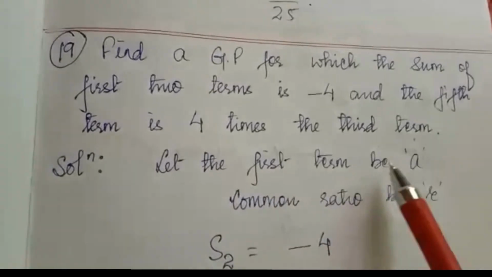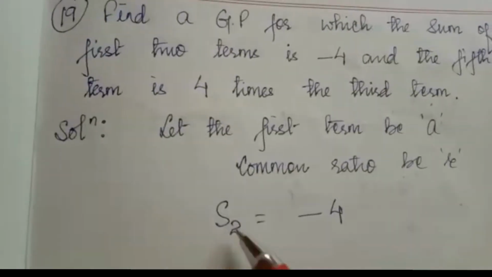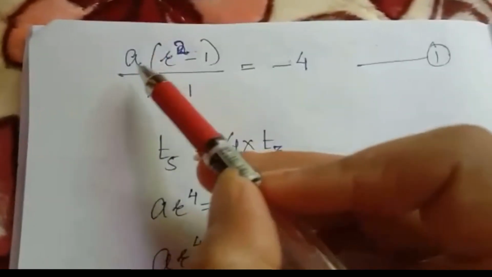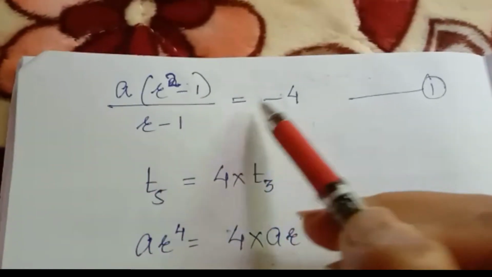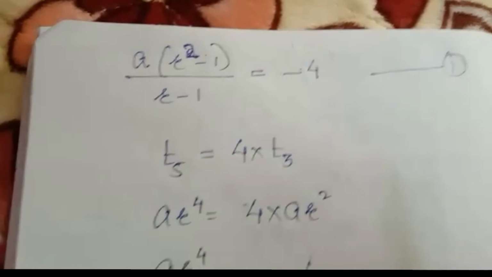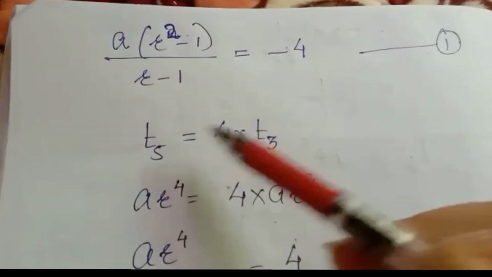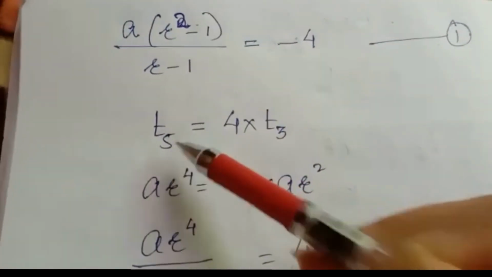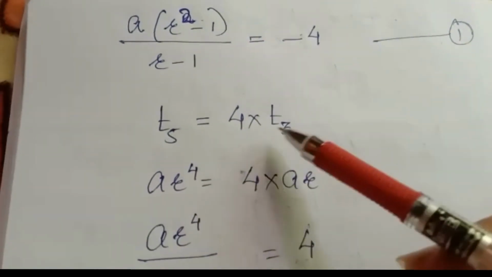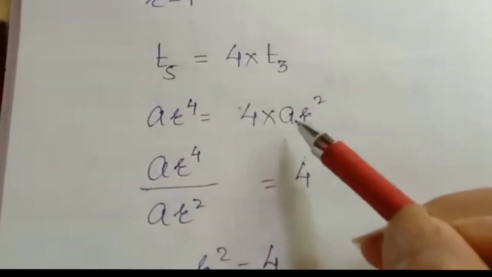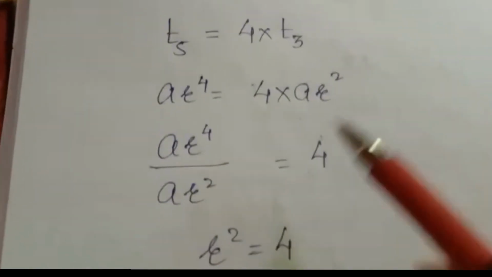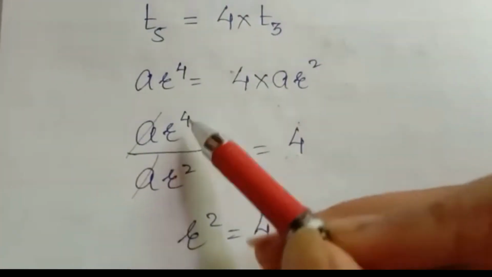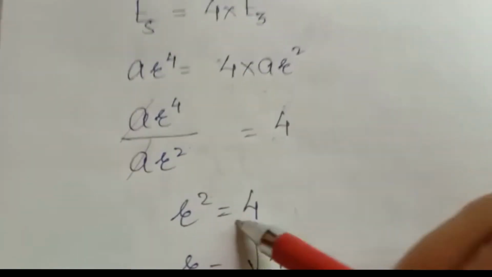So let the first term be A, common ratio be R. S2 is given as minus 4. So the formula is A (R to the power n, n is 2, minus 1) divided by (R minus 1) is equal to minus 4. This is the first condition. Now next it is given the fifth term is 4 times the third term. Fifth term is AR to the power 4 is equal to 4 times the third term AR square. Now we'll write AR square on the right hand side. Here it is multiplication, so here it will be division. A and A cancel. R to the power 4 by R square is R square, is equal to 4.